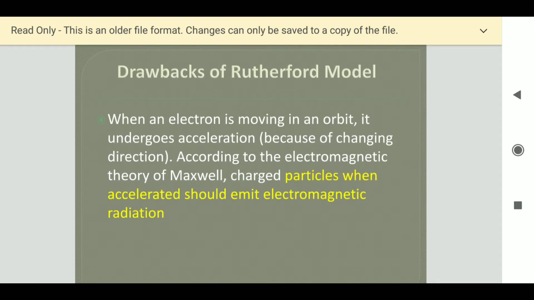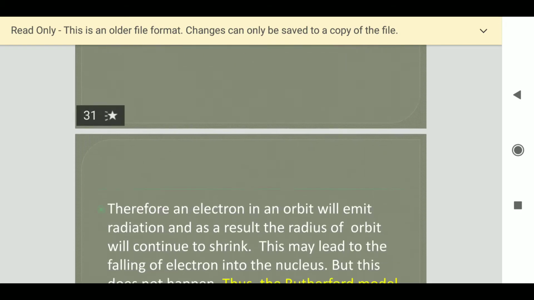What was the drawback of the Rutherford model? When an electron is moving in an orbit, it undergoes acceleration. Children, whenever a charged particle accelerates with a certain velocity or moves in an orbit, it undergoes acceleration because of the changing direction. According to Maxwell's electromagnetic theory, charged particles when accelerated should emit electromagnetic radiation. So any charged particle moving in an orbit at a very high speed forms electromagnetic radiation.